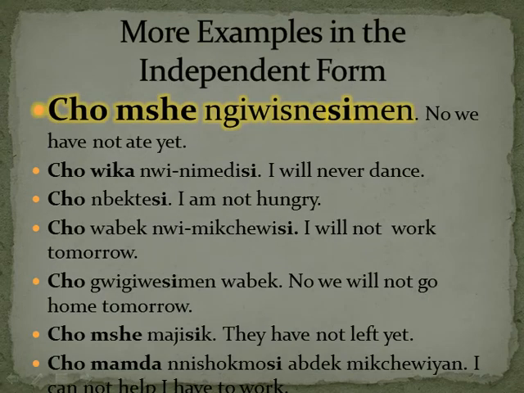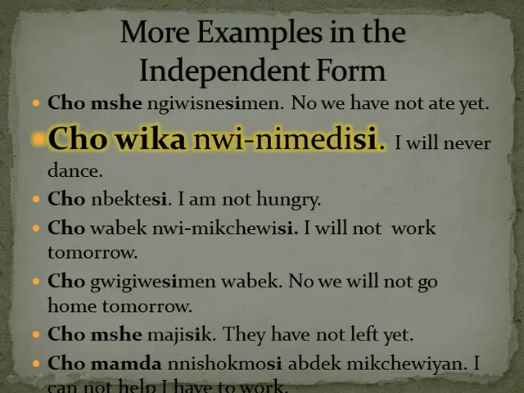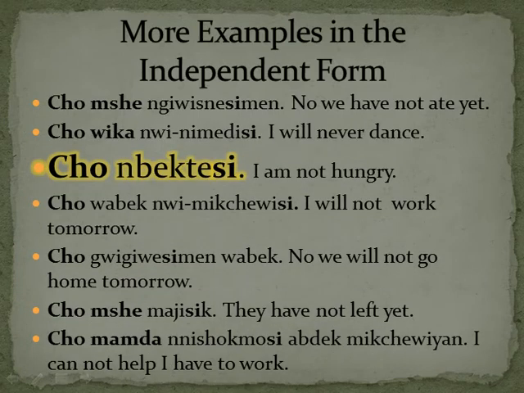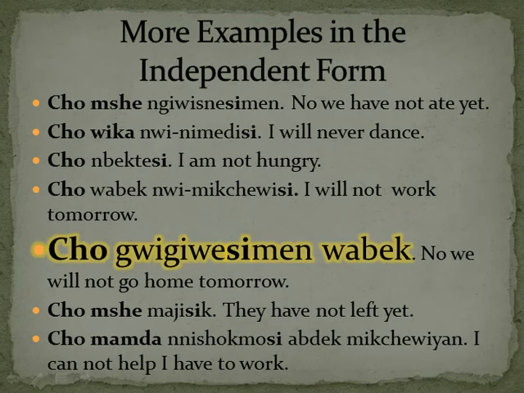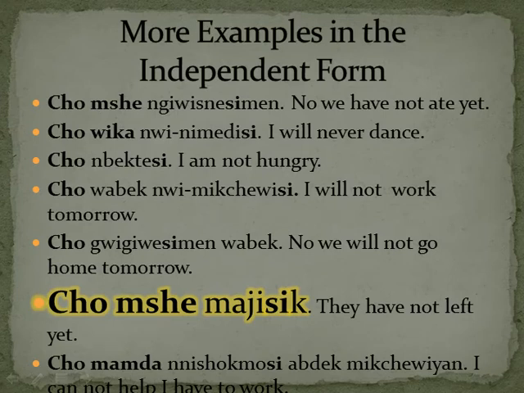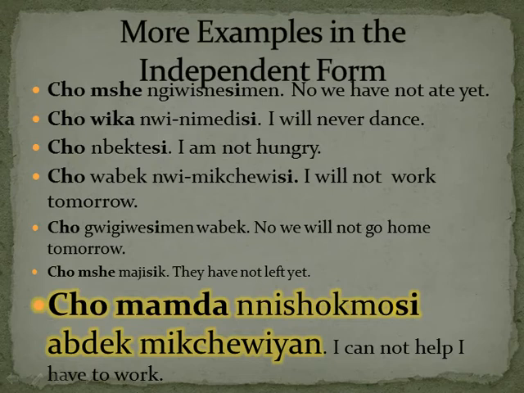Okay, one more time we'll go through those sentences and just say the sentences themselves. Chomshe nagi wist nasiman. Chowika nui ni medisi. Chonbaktesi. Chowabak nui mikchuisi. Chogui giwe siman wabak. Chomshe maji sik. Chomamda nanijok mosi abdak mikchuiyan.